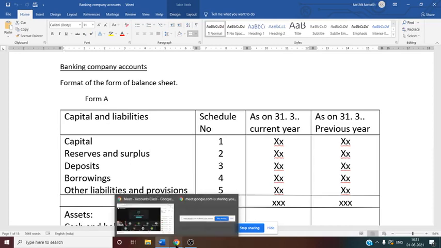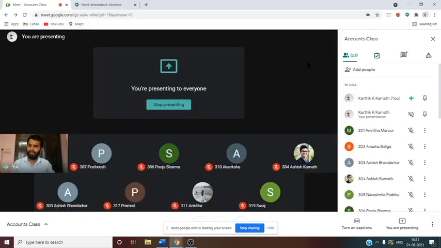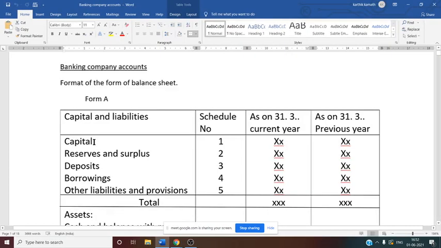But if you see the problems, they will give you share capital directly. So no need to worry, you can write the information directly regarding capital. Then reserves and surplus is there, right?